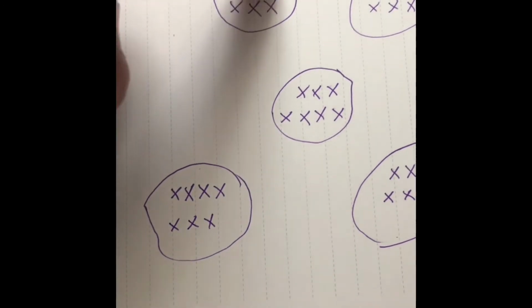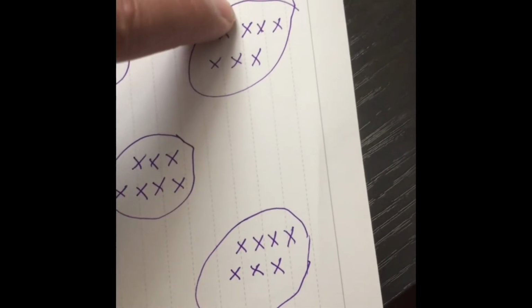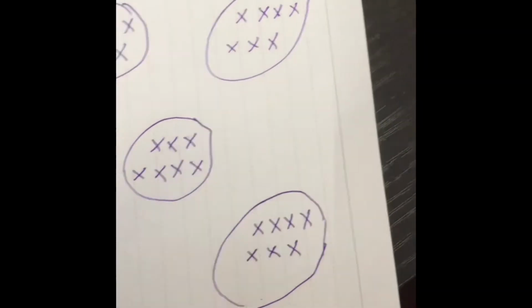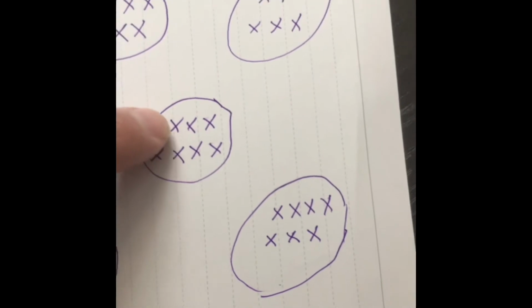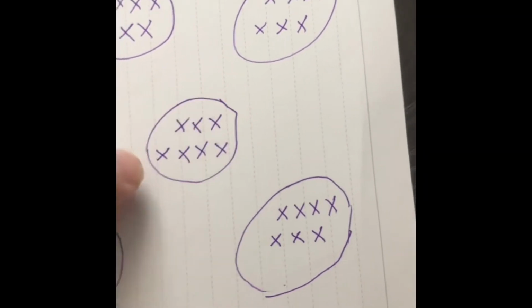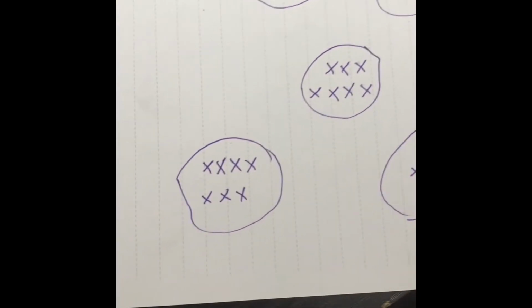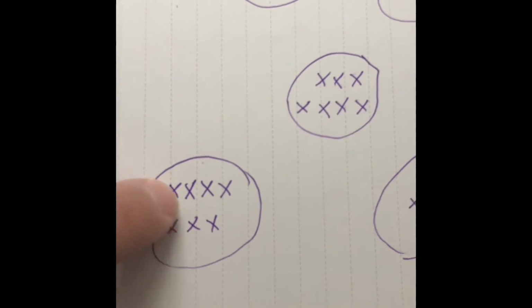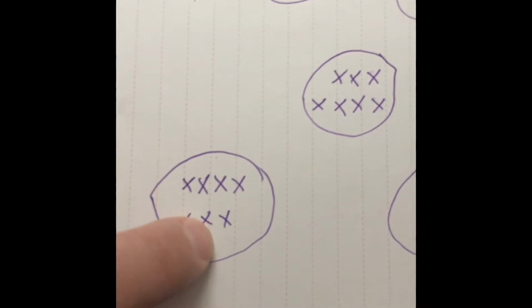1, 2, 3, 4, 5, 6, 7. That's the first group of 7. 8, 9, 10, 11, 12, 13, 14. That's the second group of 7. Third group now. 15, 16, 17, 18, 19, 20, 21. Third group. Now group 4. 22, 23, 24, 25, 26, 27, 28.